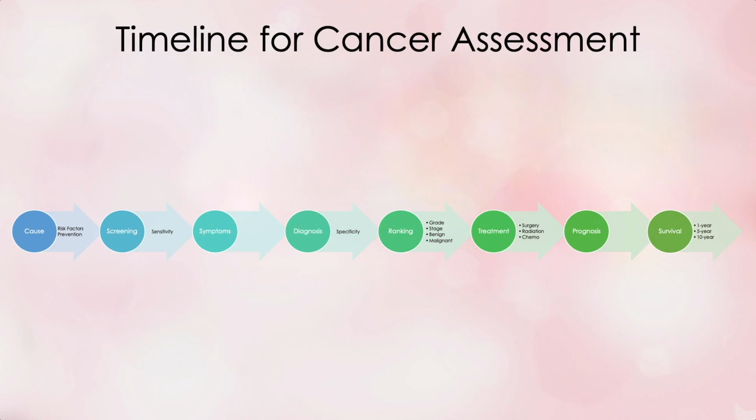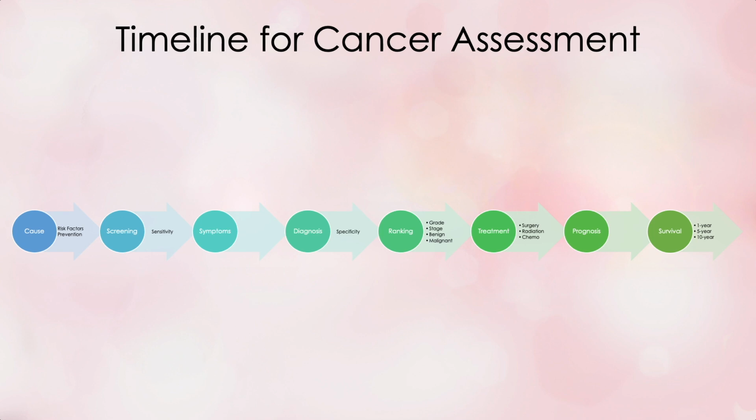Now I know this is too tiny for our old eyes to decipher, but it's just 8 blue circles bearing the 8 factors in the progression of cancer, which are cause, screening, symptoms, diagnosis, ranking, treatment, prognosis, and survival. And in the arrow to the right of each blue circle, I've designated the subtopics that I presented for each factor. For cause, I've designated risk factors and prevention. For screening, I've designated sensitivity.